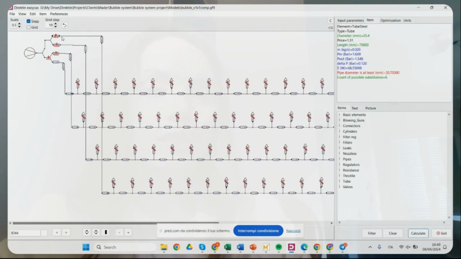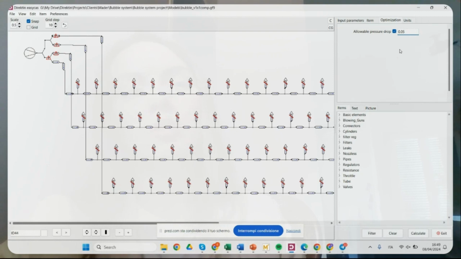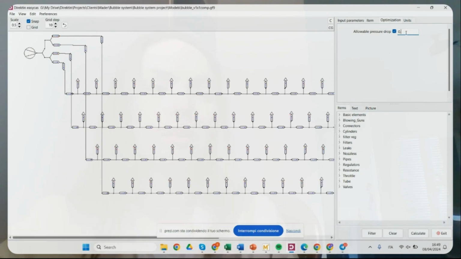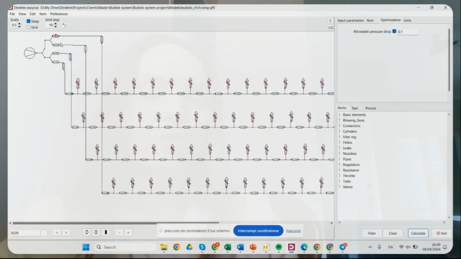On the other hand, we also can see the diameters of the tubes. Because we work with very low pressure levels at the compressor, I put the higher optimization criteria here. So we can put, let's say, 0.1 bar. And here we can see if we need to change the tubes, or in this case, it shows, for example, only one tube here.